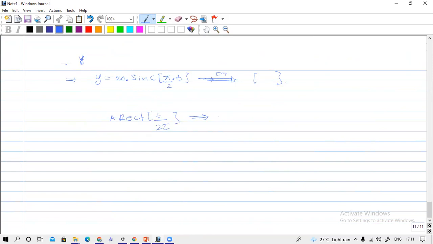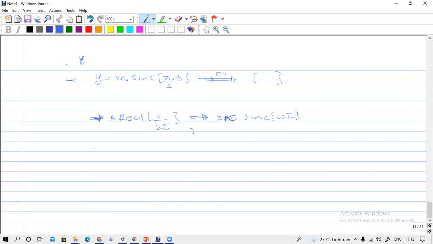What is the Fourier transform? 2Aτ Sinc(ωτ). Okay, so this is the value we have. You can keep this in memory, otherwise you have to derive it again and again if you are asked to find the Sinc function. So try to memorize it.